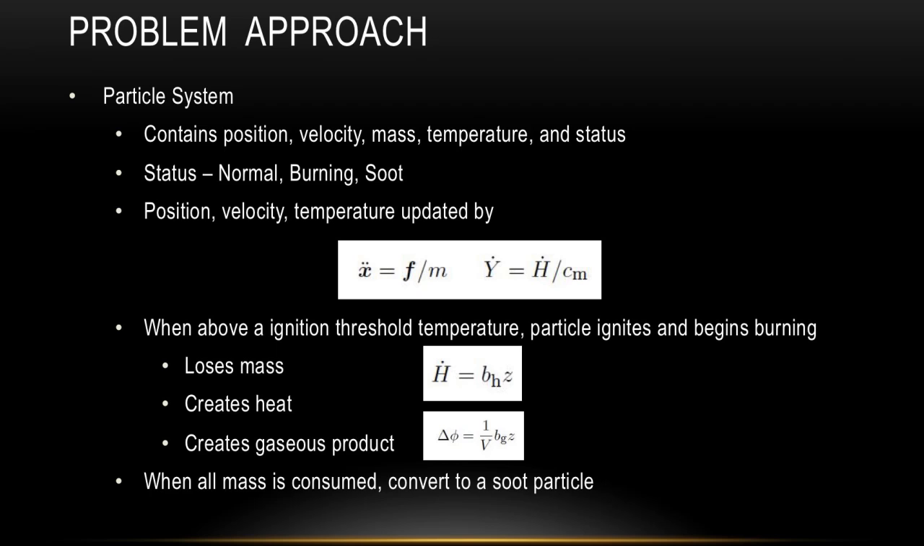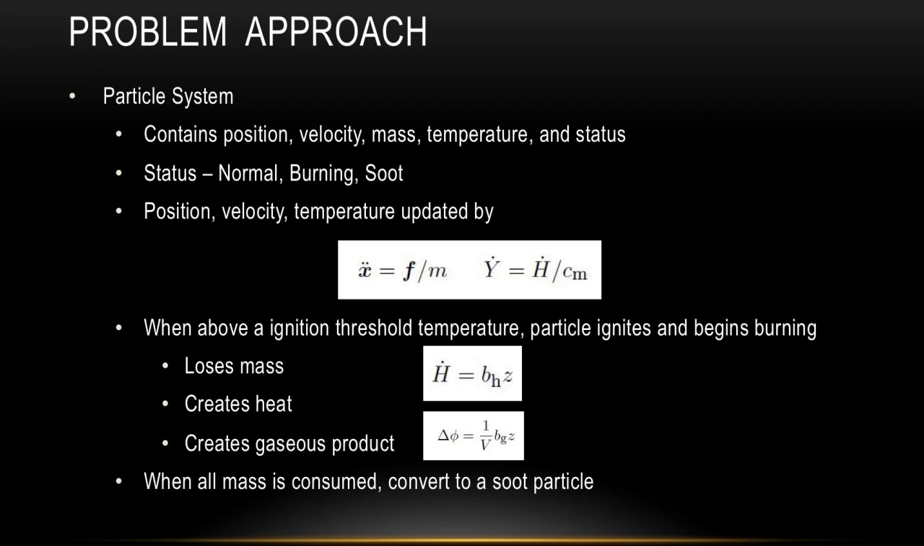The second major component in the explosion system is the particle framework. All particles have a position, velocity, mass, temperature, and current status. A particle's status can be either normal, burning, or soot. When a particle is in the normal or burning state, its position is updated using the standard equations for acceleration. Its temperature is updated based on the heat transfer from the fluid. When a particle's temperature reaches a certain threshold, it ignites and begins burning.